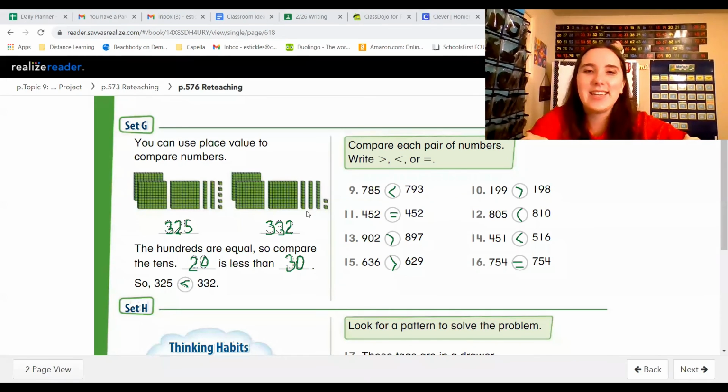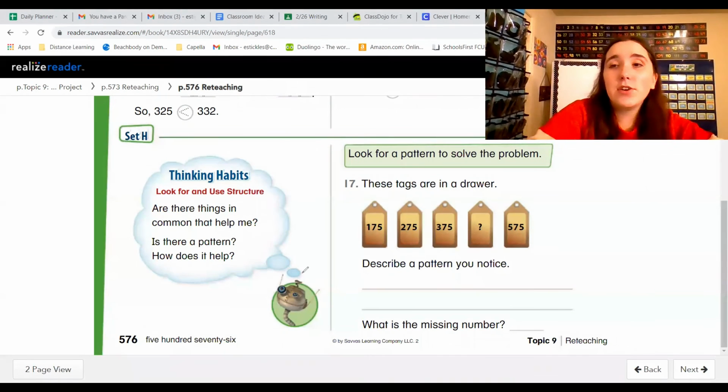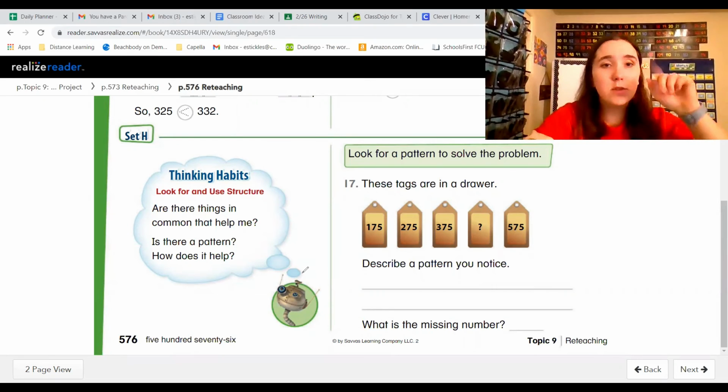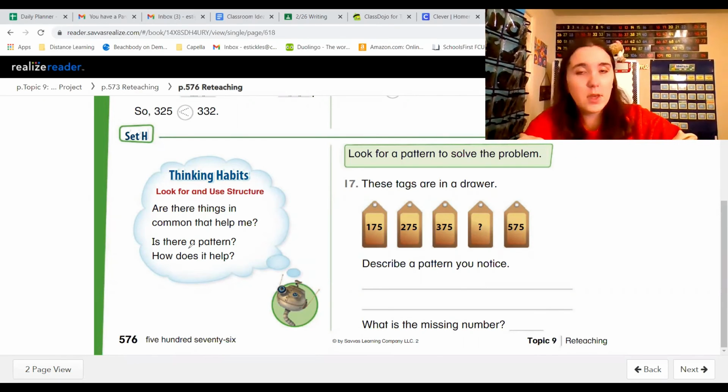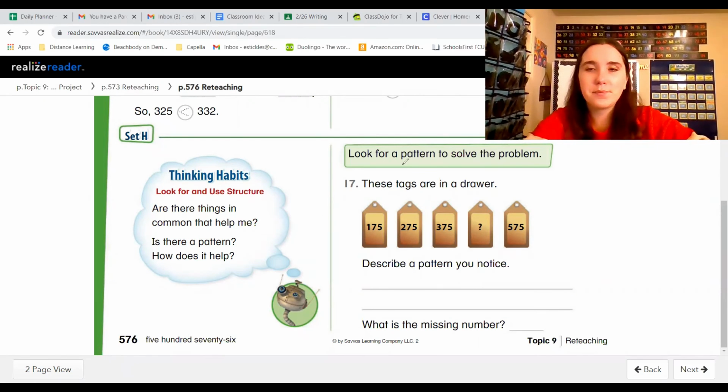Let's go down to set H. Okay, remember these are thinking habits for you to be using while you are taking tests and solving math problems, so let's read it. Are there things in common that help me? So remember, think about those questions. Is there a pattern? How does it help me? So let's look at our question, number 17. Look for a pattern to solve the problem.